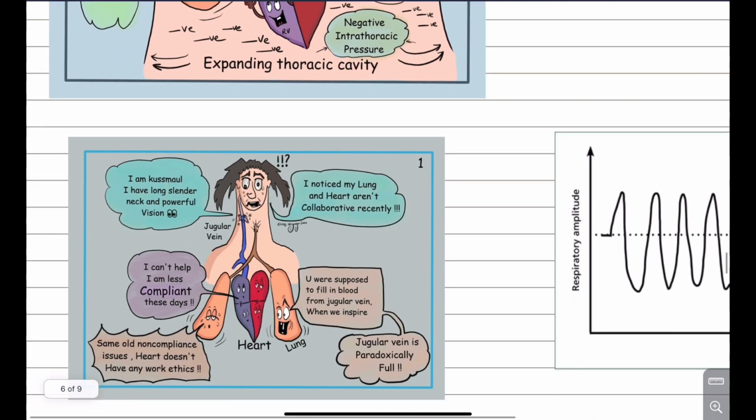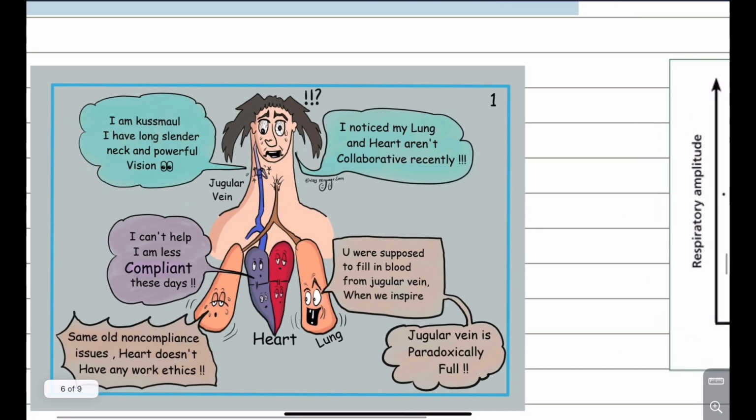Now, in a pathological condition, when your heart is not compliant enough, like right ventricular failure, what happens is during inspiration, there is no expansion of the intrathoracic cavity, or the right ventricle does not get filled. And because of that, the blood goes back. Because of the backflow of the blood, there is a raised JVP, which is an abnormal condition, right? The jugular vein is paradoxically full.